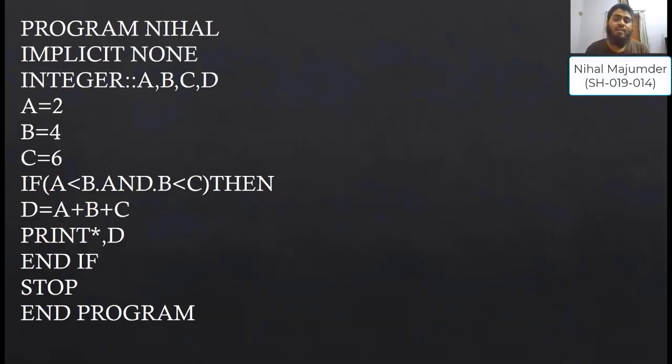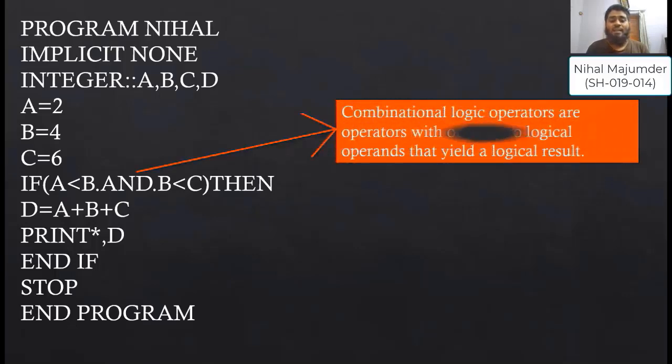Here you can see there are two relations. One is A less than B and another is B less than C. It is actually a combination of logical operators. Now, if I change the logical expression, as you can see, to A greater than B, then the program will skip all the statements from if to end if because it is not a true expression. Actually, A is less than B.